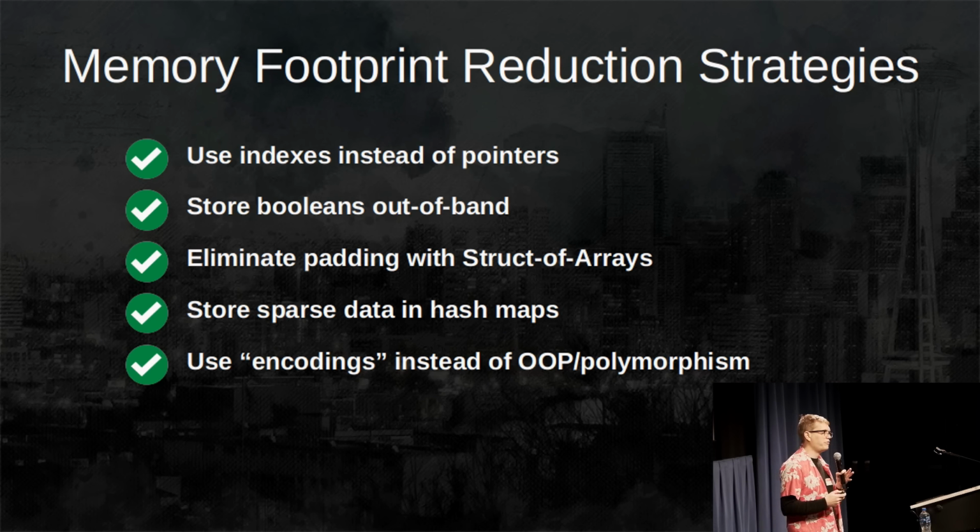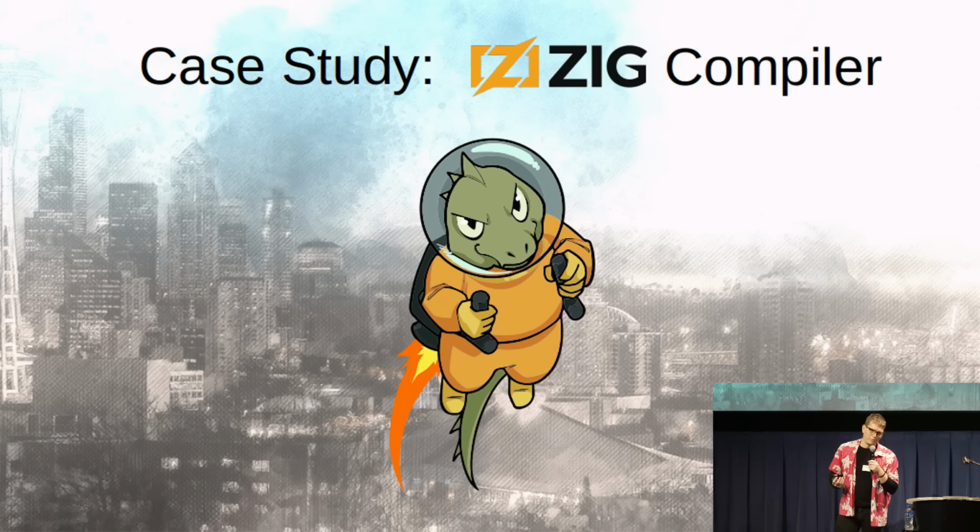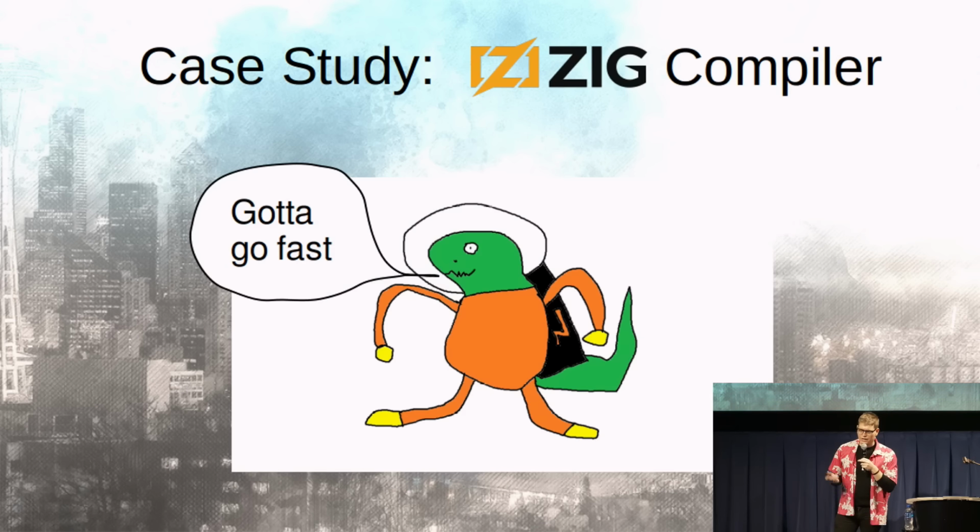So that's the 5 lessons. That's the 5 strategies that I want to share with you, and that's it. That's the take-home knowledge. But I do have a case study. I did these things in the Zig compiler, and I just want to report my findings so that you know this is not just me at home thinking, oh, maybe I can move the data around. I tried it for real in a real project, and I will share with you the results. But I will say, this guy's pretty cute, but since we're talking about performance, gotta go fast.